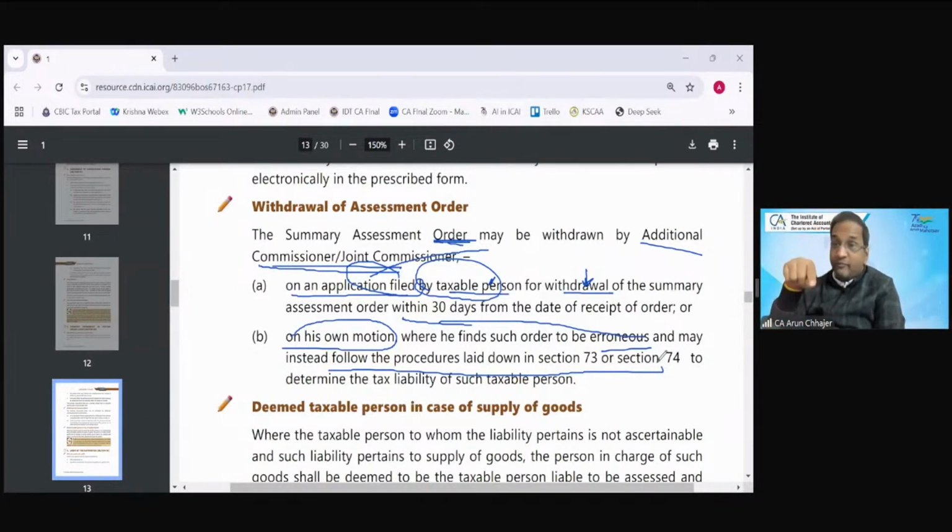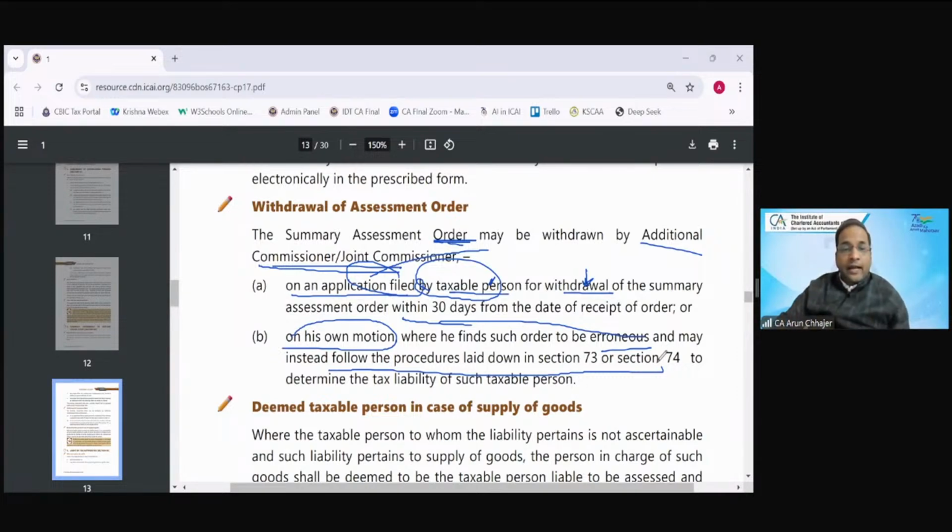But that is a very important section. Okay, to determine the tax, interest, penalty, we'll discuss in the next class. But right now, there has to be sufficient ground to start, prior permission has to be there, and the officer, after issuing the order, additional or joint commissioner can also withdraw either based on the application of the taxable person, or they can do the same at his own motion.